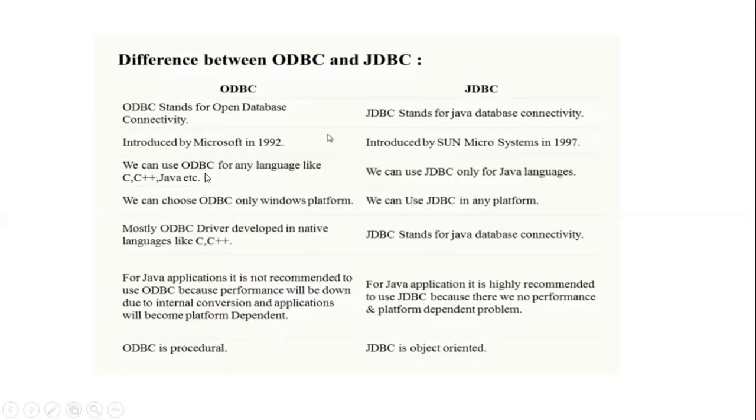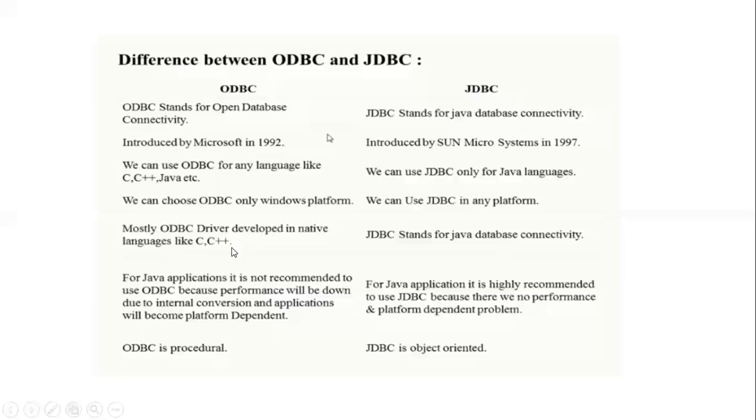Then we can use ODBC for any language like C, C++, Java, whereas we can use JDBC only for the Java language. In the name itself, JDBC, Java Database Connectivity. So it is only for Java, whereas ODBC can be used for any language like C, C++, Java. But exactly opposite to that, we can use ODBC only on the Windows platform. The drawback of ODBC is that it will not execute on another platform. So ODBC is platform dependent, and JDBC we can use on any platform, that is platform independent.